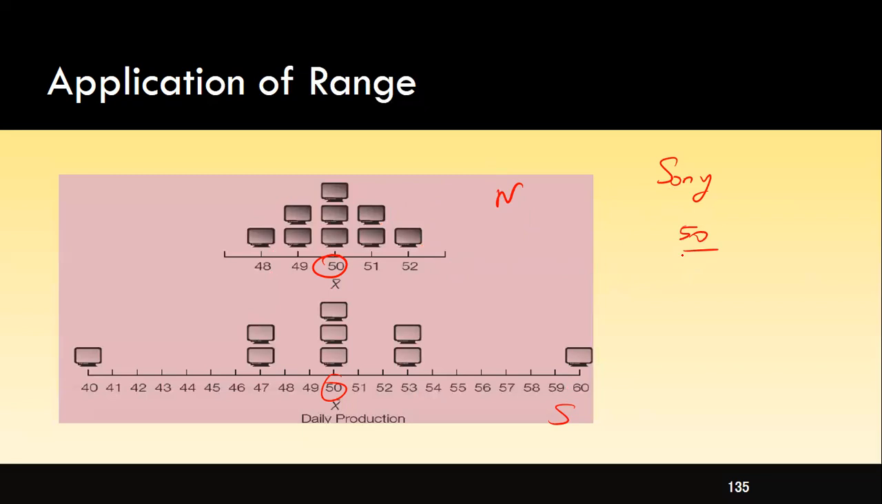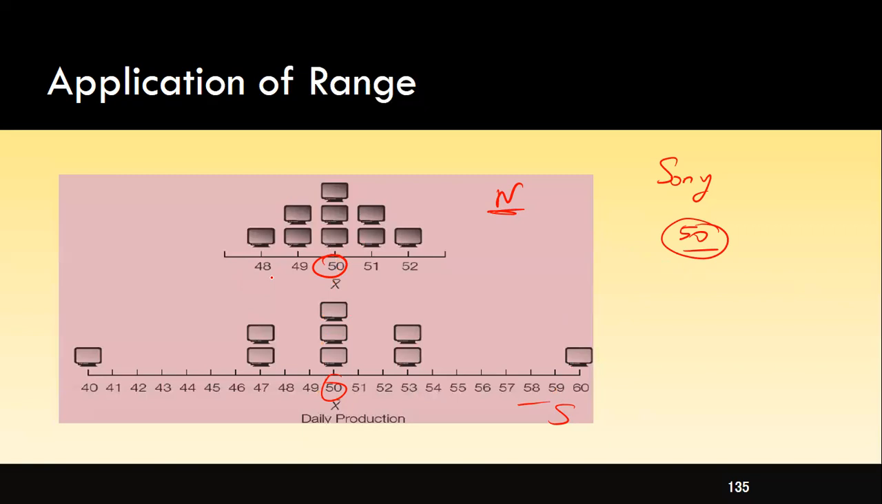With this, we can conclude that the distributions of the hourly outputs are identical. That's what we can see, right? Here also, on an average, they manufacture 50 TVs in both the North and South divisions or manufacturing units.